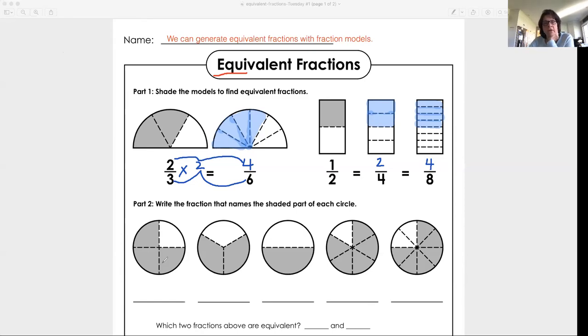So the first circle is divided into 4 equal parts. That's fourths, and 1/4, 2/4, 3/4 are shaded. So the shaded part is 3/4. I bet y'all got that right. The second circle is divided into 3 equal parts. 3 equal parts makes thirds, and then I would count 1/3, 2/3 are shaded. So the shaded part is 2/3.